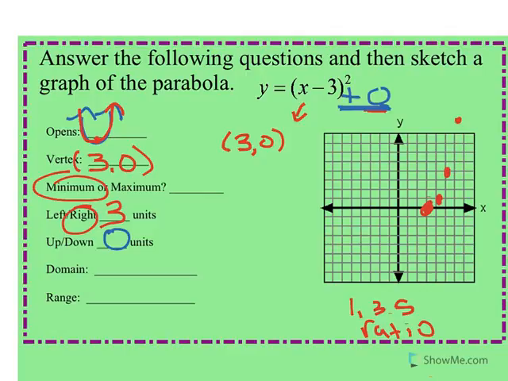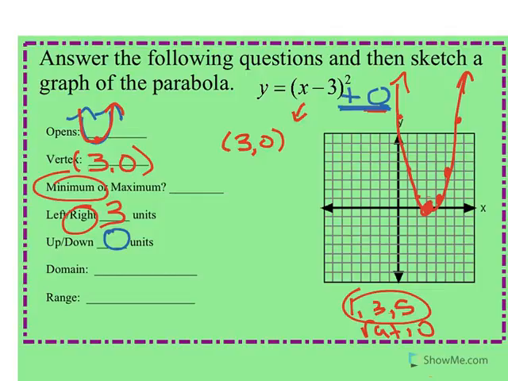Now we can go the opposite way, go back to the vertex, rise 1, but run to the left 1, rise 3, and then to the left 1, rise 5, and then to the left 1. And we have a very accurate parabola simply by using a 1, 3, 5 ratio. That works because a is 1. It was 1x squared. If it had been something different, like y equals 3x squared, we would have to change that ratio to 3, 9, and 15. But we'll talk about that later.